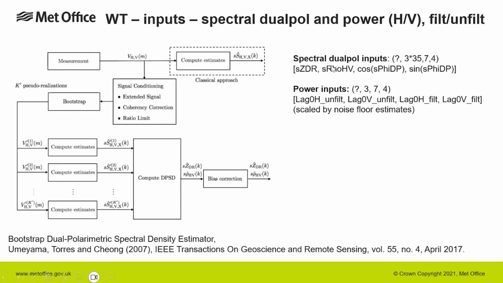We use two sets of inputs. We use the spectral dual polarimetric inputs I just described. So three rays worth, 3 degrees worth of, say, 35 pulses, 7 gates in range, and the 4 fields that we're using: ZDR and ρHV, but the phi dp I've split up into cos and sine once again, because it makes it easier for a neural network to handle. And we use the power inputs then, so these are the gate average values for the unfiltered and filtered H and V channels, scaled by the noise floor estimates.